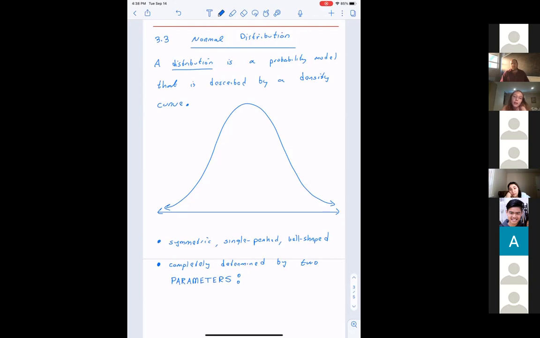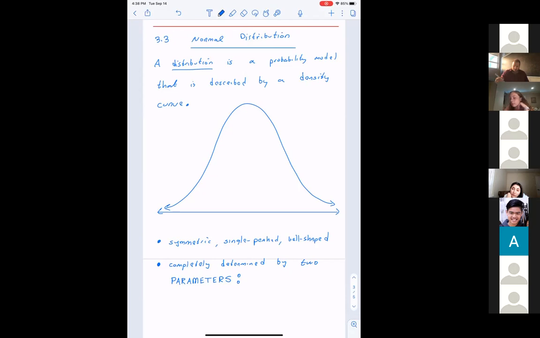Would one of them be the number at the top of the peak? I'm sorry, hold on. I heard a couple things. Say again what you said. Would it be the number at the top of the peak? So the number at the top of the peak could be used, but it's not one of the ones that we're going to use. But it could be.